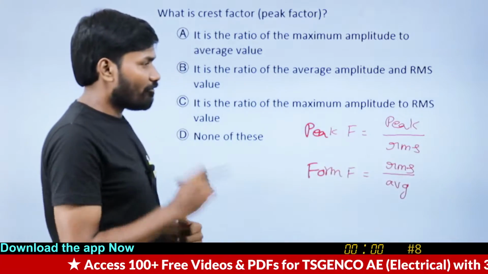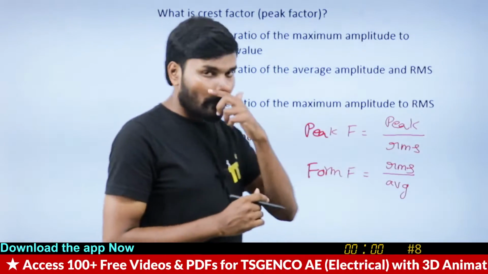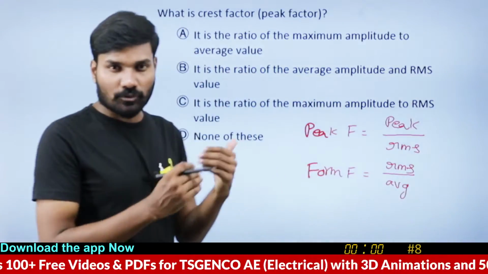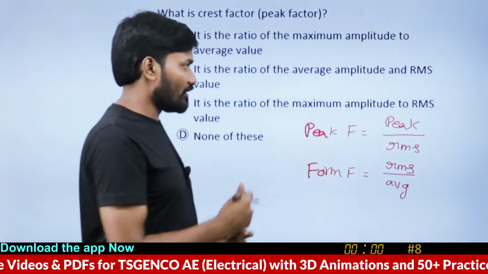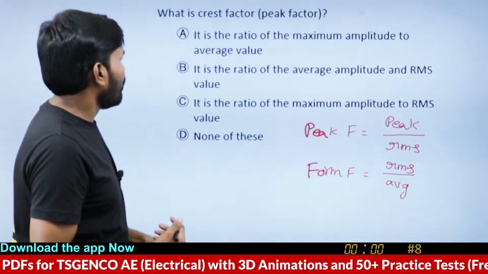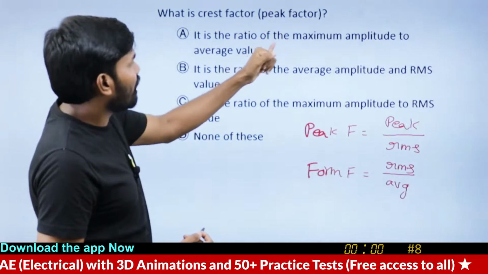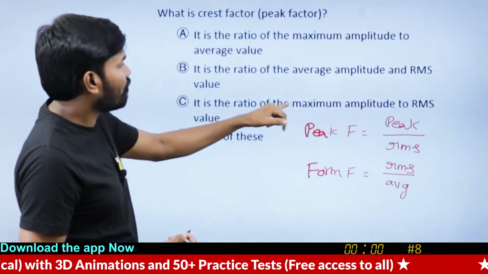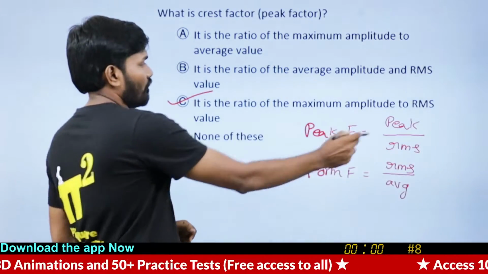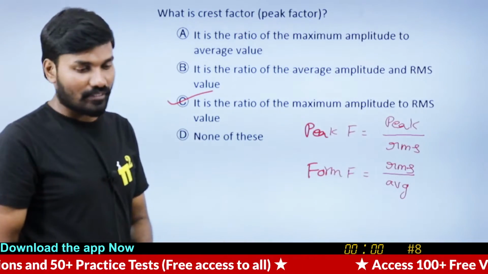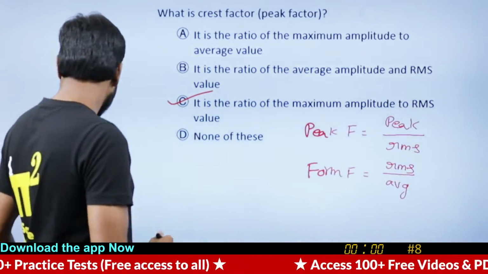And for a sinusoid, what is the RMS value to maximum value relation? You have to write all those relations. Anyways, in the next question you're going to see that it's the ratio of maximum to the RMS, yes, as per the definition, that's right. So next one.